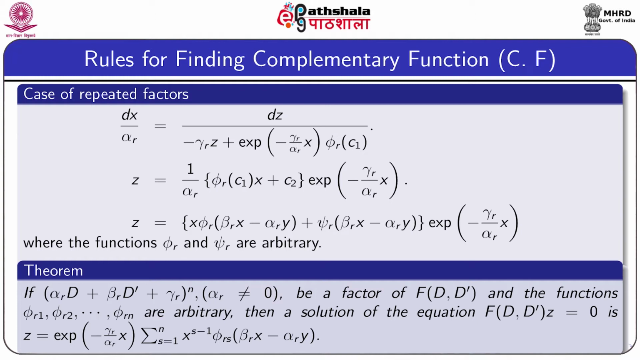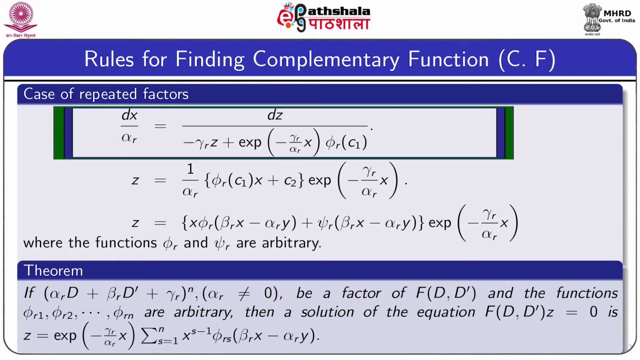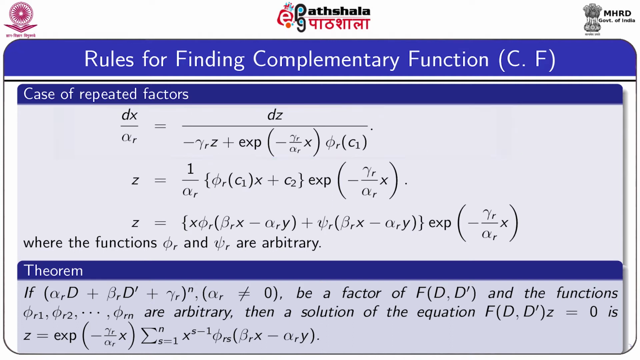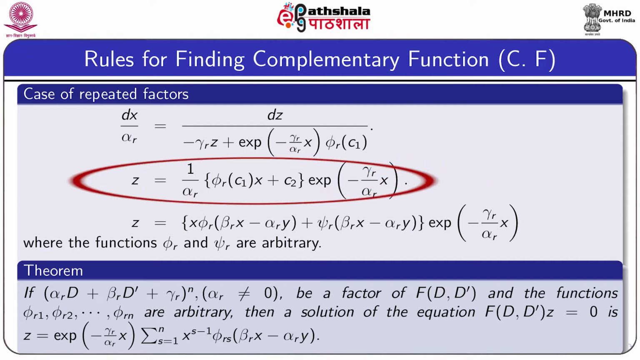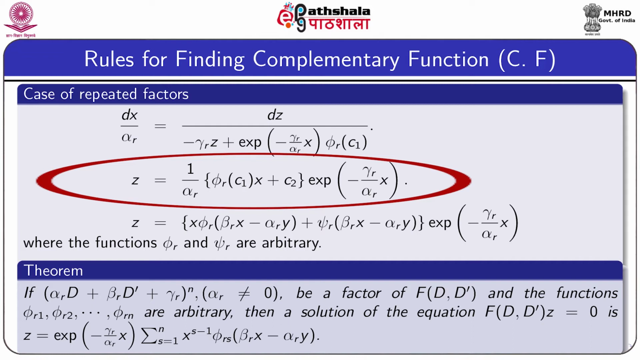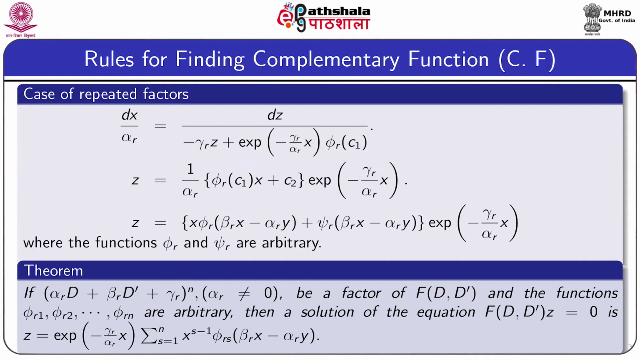So, taking the first equation and last equation of the simultaneous equations, that means dx by alpha r equals dz by minus gamma r z plus exponential of minus gamma r by alpha r x into phi r of C1. Since C1 is a constant, this is an ordinary first order linear differential equation. So, one can solve this linear differential equation easily, and the solution is written here: z equals 1 by alpha r phi r of C1 x plus C2 into exponential of minus gamma r by alpha r into x.